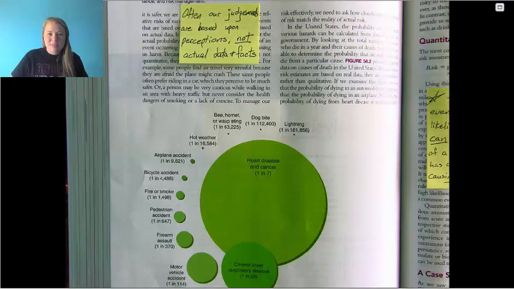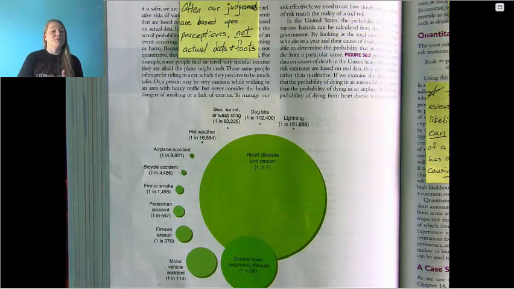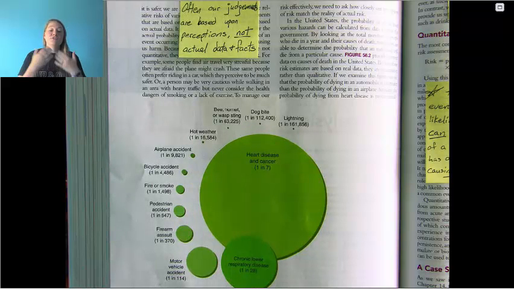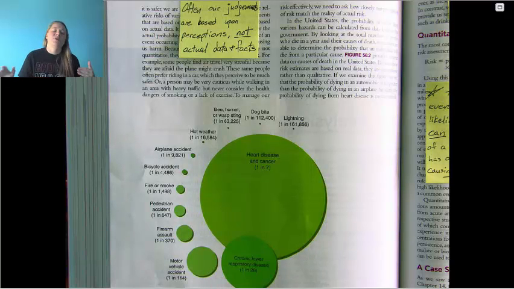Now, oftentimes, our judgments are based off of perceptions, and they're not based off of actual data and facts. So, for example, I do not like flying on airplanes. I do it because I have to get from A to B in order to visit family that live out of state. But I do not enjoy it at all, because in my head, flying on an airplane is much riskier than driving in a car.